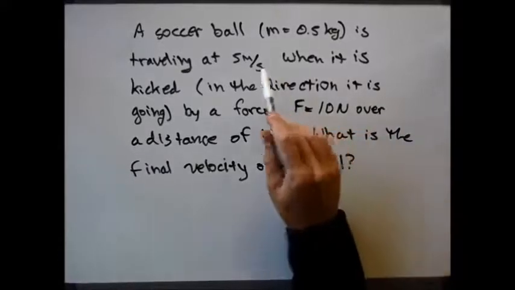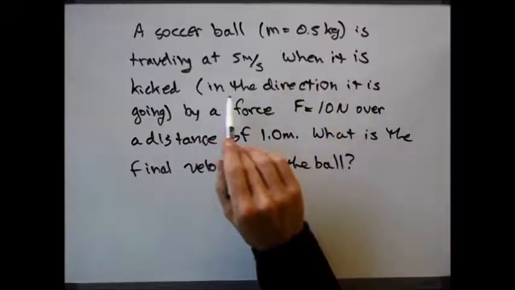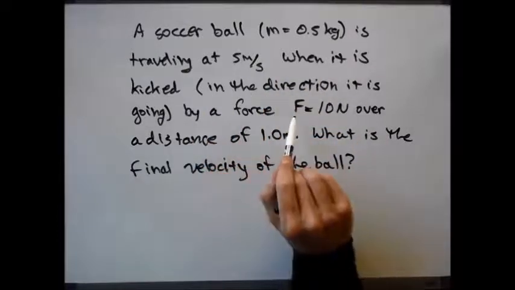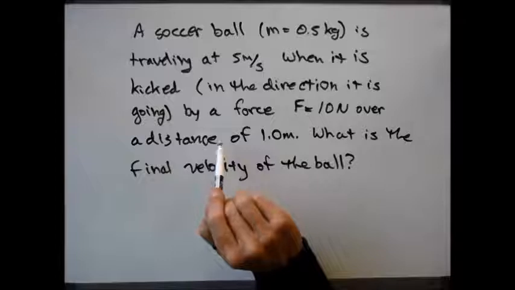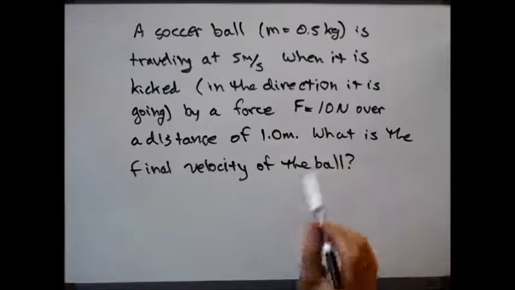So in this example, we have a soccer ball that is traveling along at 5 meters per second when it is kicked, and the direction is going by a force of 10 newtons over a distance of 1 meter, right? What is the final velocity of the ball?